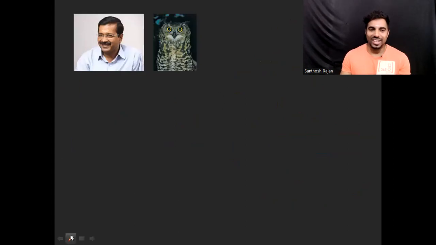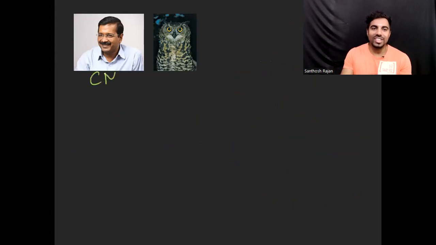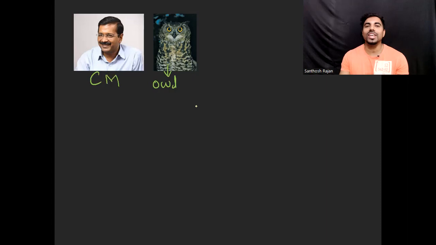Look at this. Who is this first picture? Everyone knows, he is Delhi Chief Minister Arvind Kejriwal. CM, Chief Minister. What is in his house? Owl. Not only Arvind Kejriwal, every Chief Minister, in their house they have an owl. That's what you have to remember. I don't know if they have or not, but from the micro point of view, it's helping us to clear and to get a good score. It could be Didi, our Stalin, or any CM, any chief minister. What is in their house?